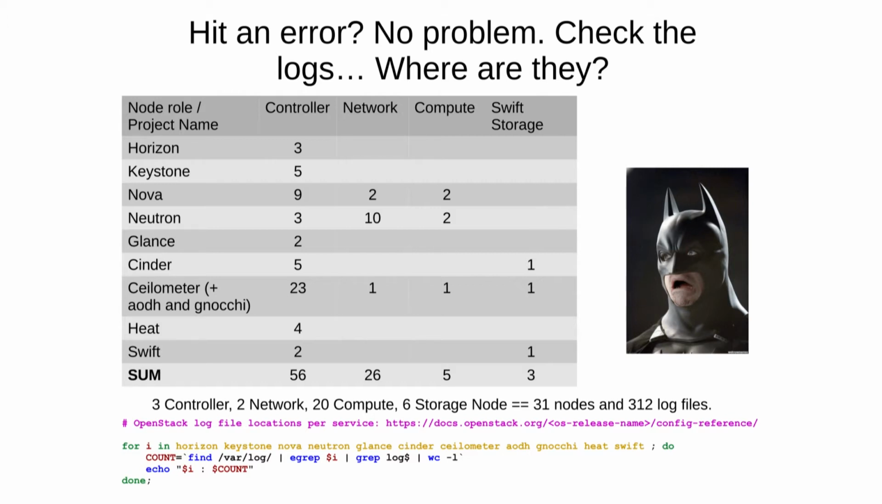Or you just run this specific bash script on each and every one of your nodes, and it will calculate, based on the name of the logs, which project has how many log files on that specific node. And if you did this, as I did, you come up with numbers like those shown in this diagram. So let's say you have 3 controller nodes, 2 network nodes, 20 compute nodes, and 6 Swift storage nodes. You end up with 31 physical nodes and more than 300 log files.